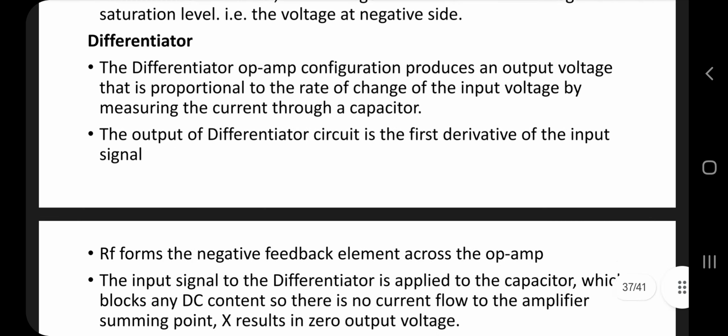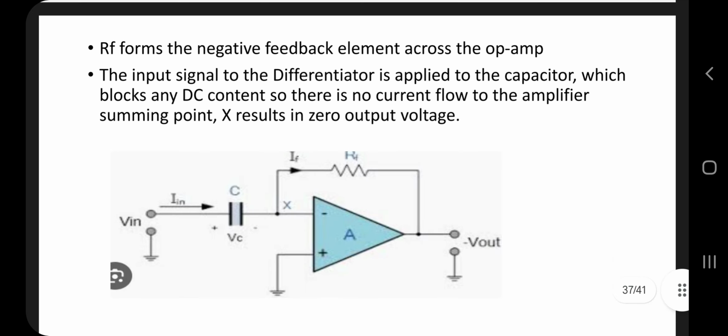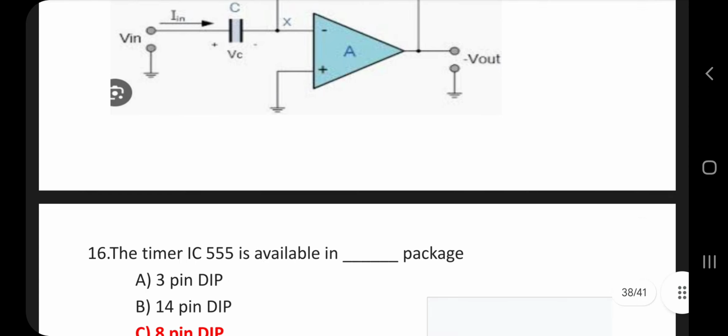What is a differentiator? The differentiator op-amp configuration produces an output voltage that is proportional to the rate of change of the input voltage by measuring the current through a capacitor. The output of the differentiator circuit is the first derivative of the input signal. This is the circuit of the differentiator. Here the RF forms a negative feedback element across the op-amp. The input signal to the differentiator is applied to the capacitor, which blocks any DC current. So there is no current flow to the amplifier. Summing point X results in zero output voltage.